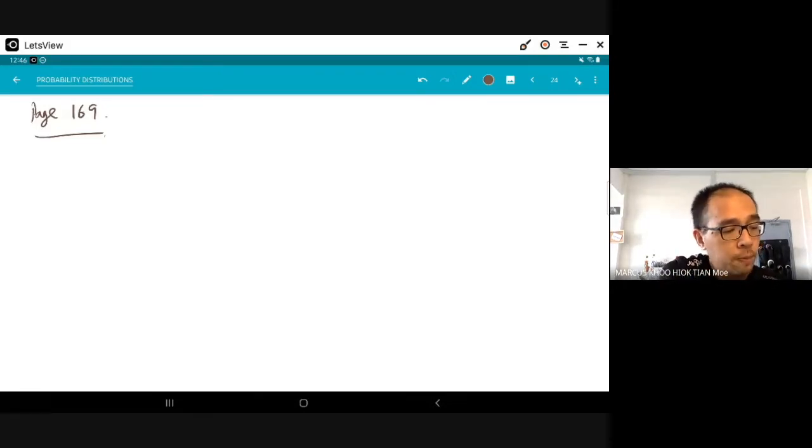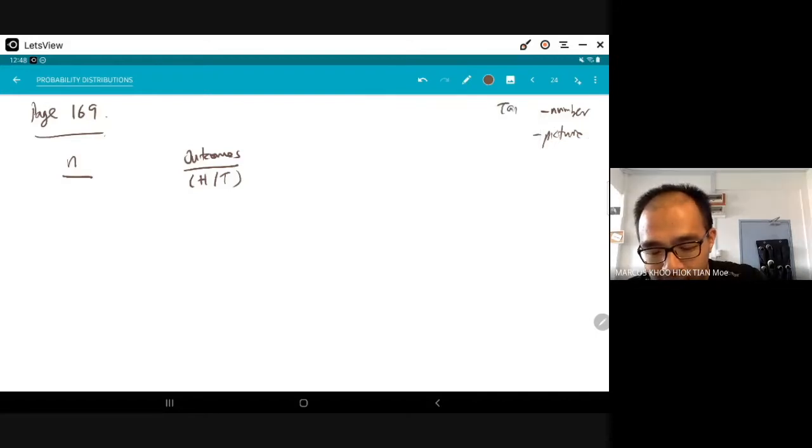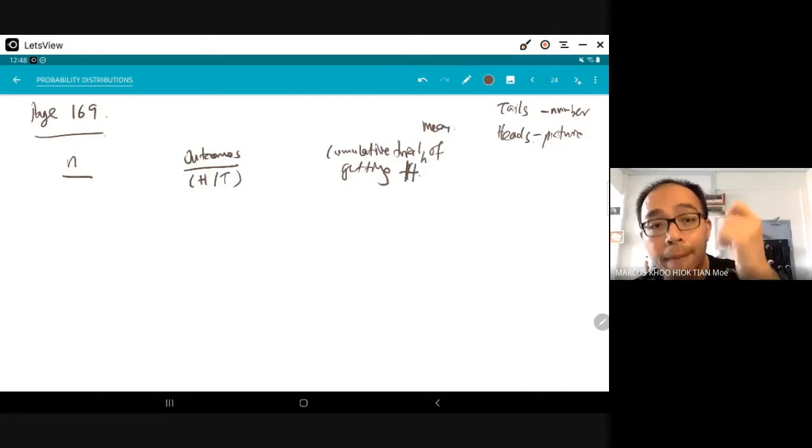So, number one, prepare a coin and construct a table as shown. What you do is you make a table where n and then the outcome, the outcome sama ada H atau T lah. Head is kepala and T is ekor. Number is tails and picture is heads. Kita set, and then the third column, what you do is you do a cumulative trial mean of getting H, which is a head. Kita mau peristiwa kita mendapat kepala.